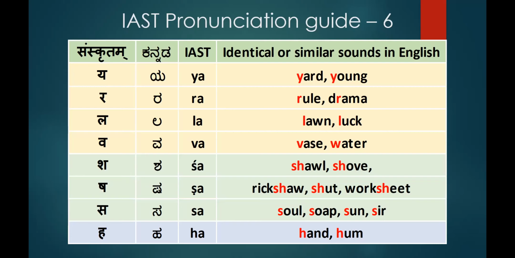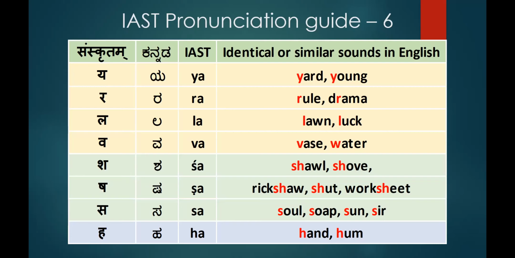Let us look at the next one. That is S with a dot below. It is called Shanmukha Shakara. There's a much more whistling sound. The tongue is towards the back of your upper palate. Riksha, shet, worksheet. So it is a very similar sound between these two, shawl and shet. But you will see there's a slight difference. Riksha, riksha. There's a much more whistling part that comes into this one. So we may not have an exact English equivalent, but we have found something very closely similar.